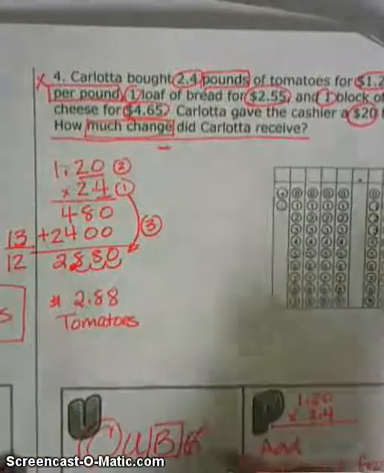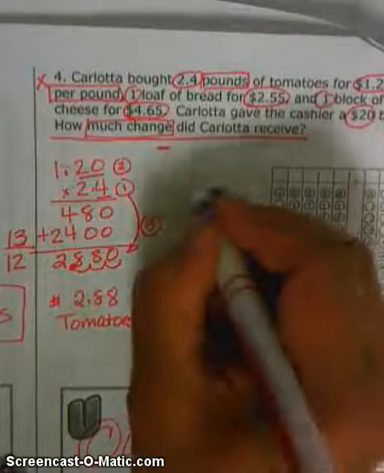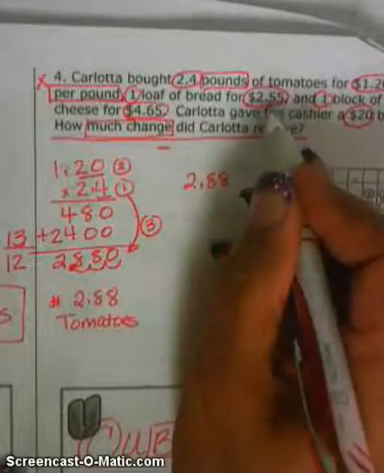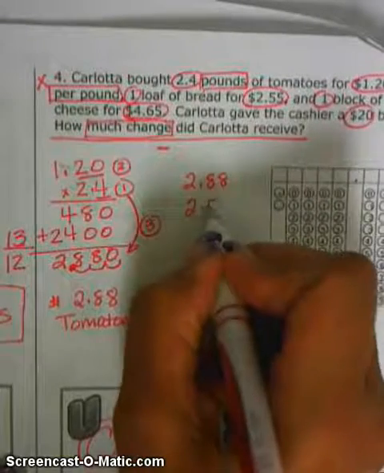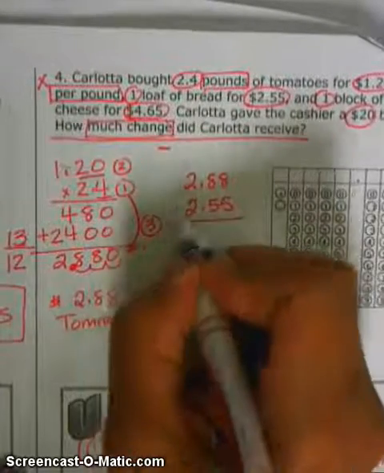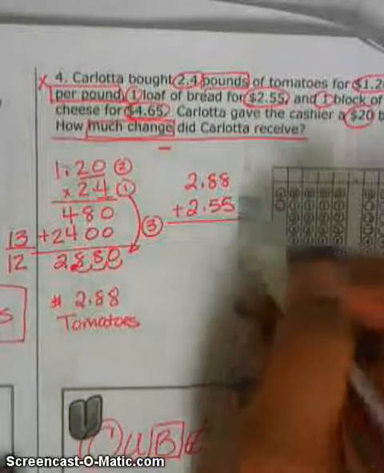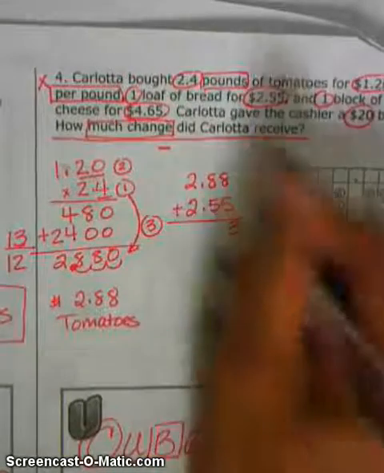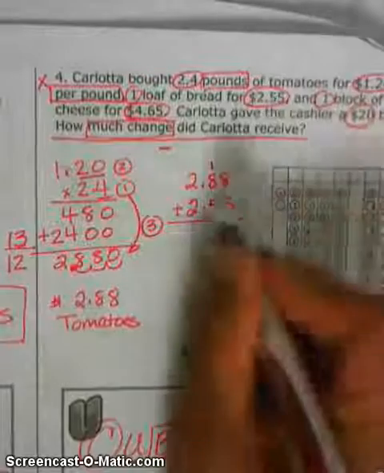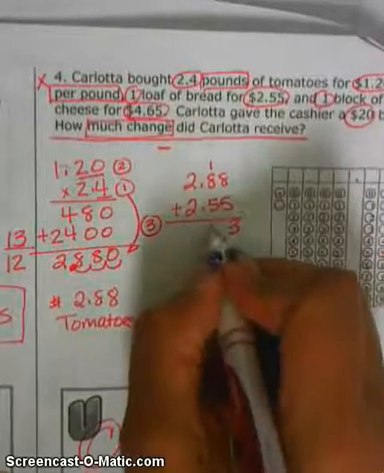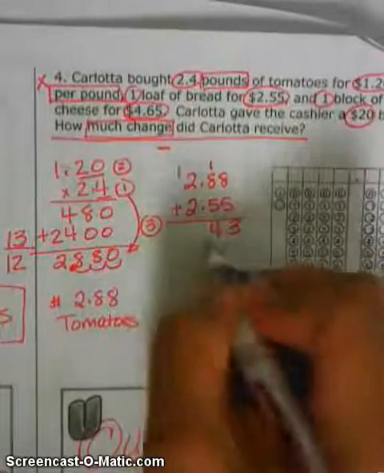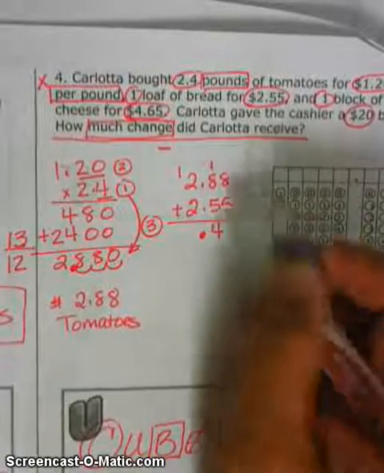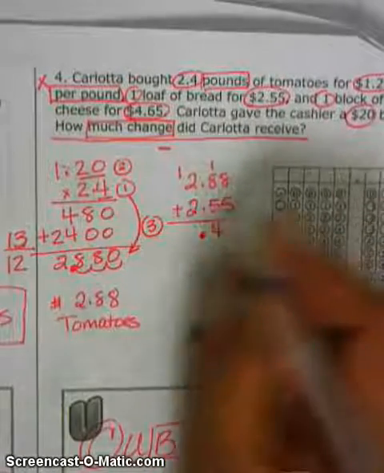Okay, so now I need to add up the rest of the things that I bought. So I'm going to start with my $2.88. I have a loaf of bread for $2.55. So I'm going to add these two together first. 8 plus 5 is 13. I'm going to put my 3 down and carry my 1. 8 plus 5 is 13 plus 1 is 14. I'm going to put my decimal in the exact same place since I'm adding decimals and my decimals are lined up. 2 plus 2 is 4 plus 1 is 5.